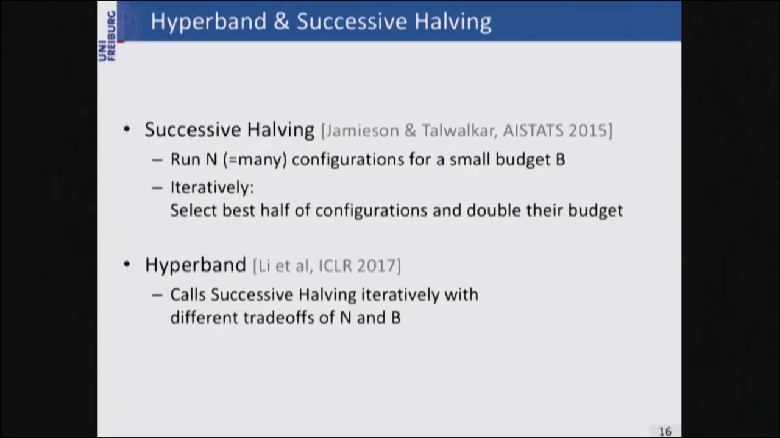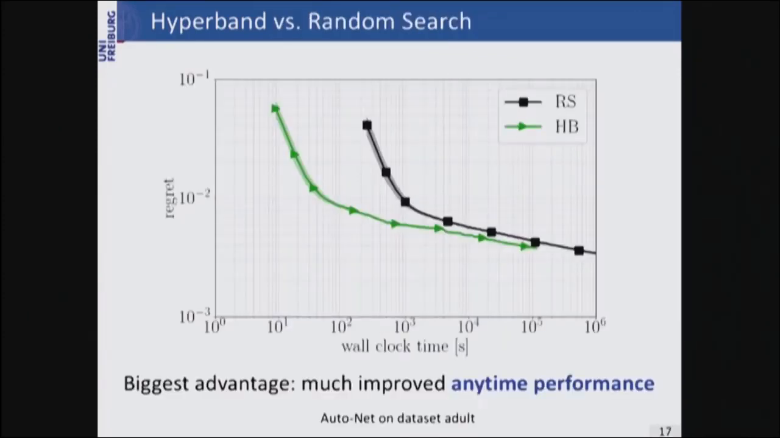Hyperband basically is a wrapper around successive halving that starts with different trade-offs of the number of configurations and the budgets. And what we see in practice for Hyperband is that because it spends a lot of effort on these approximate black boxes, it's very good in terms of anytime performance. Comparing to random search, in the beginning, we actually get a speedup of 20-fold. And in the end, it's only a 3-fold speedup because Hyperband also does evaluate on the full black box at some point, and then the speedups are not that large anymore.